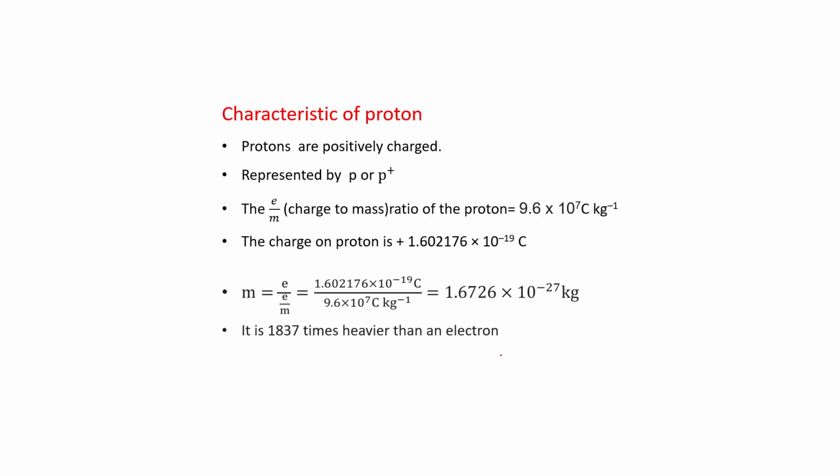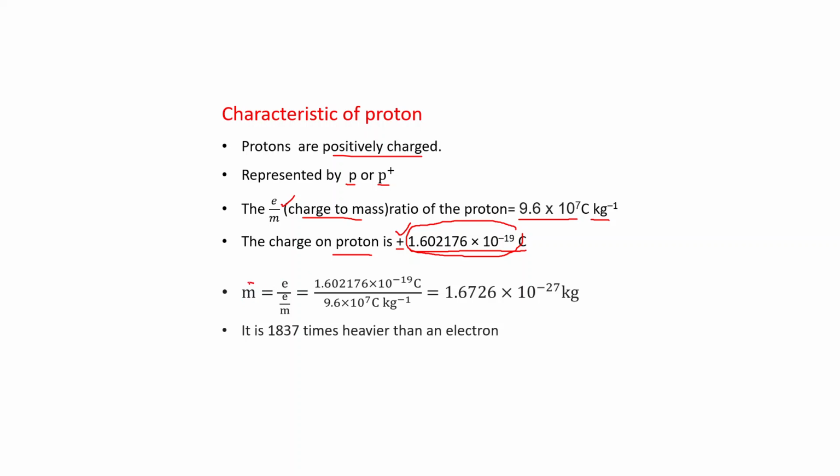Characteristics of proton. Protons are positively charged, represented by p or p plus. The e by m, that is charge to mass ratio of the proton, is 9.6 into 10 to the power 7 coulomb per kilogram. The charge on proton is plus 1.602176 into 10 to the power minus 19 coulomb. Actually, the magnitude of this charge is equal to the charge on electron. Only difference is this is positive.